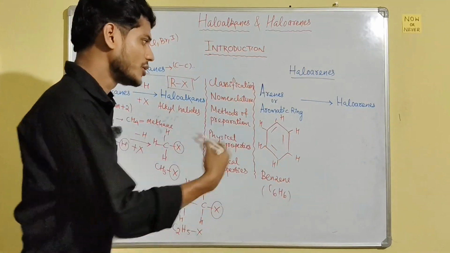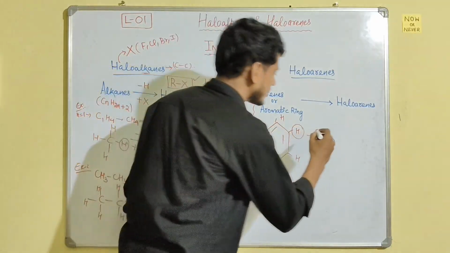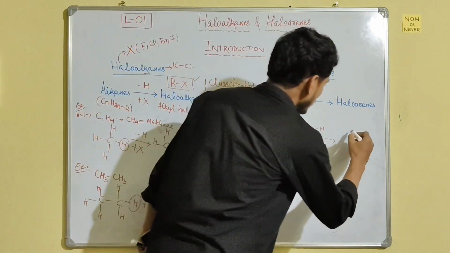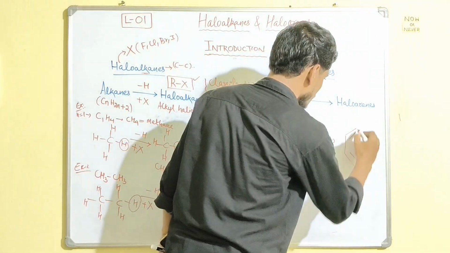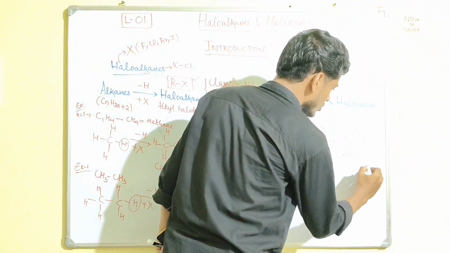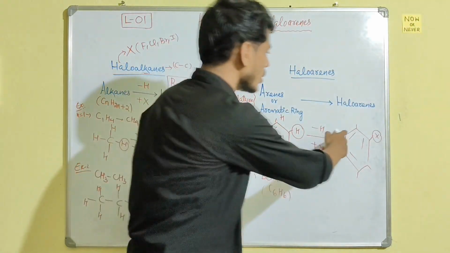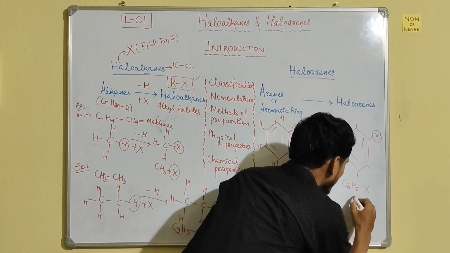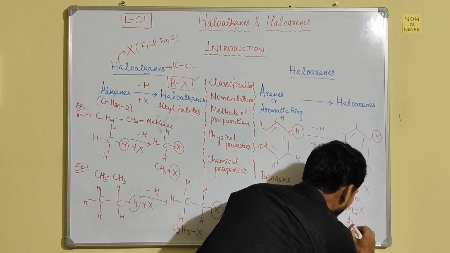Okay, done. So here also we will do the same. What we will do? For example, we will replace this hydrogen atom with a halogen group. Okay, so what will the structure become? Here there will be 5 hydrogen atoms. Here it will be X group, which will be substituted here. Okay, so how can we represent that? C6H5X. Okay, or PhX or ArX.